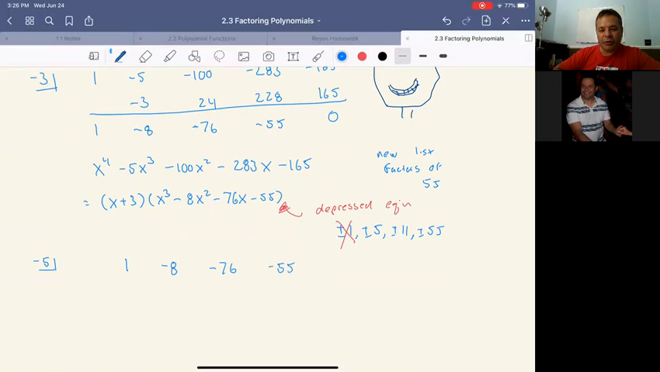Okay, we put the new coefficients along the top. Again, we notice there's none missing: x cubed, x squared, x, constant. 1 comes down. 1 times -5 is -5. -8 and -5 is -13. -5 and -13 multiplied give you 65.